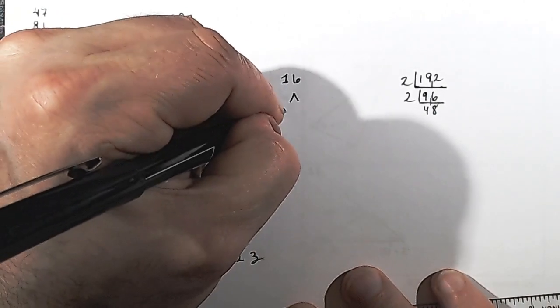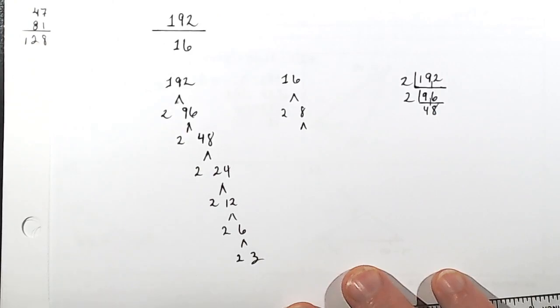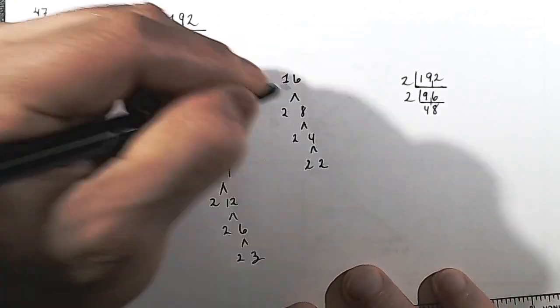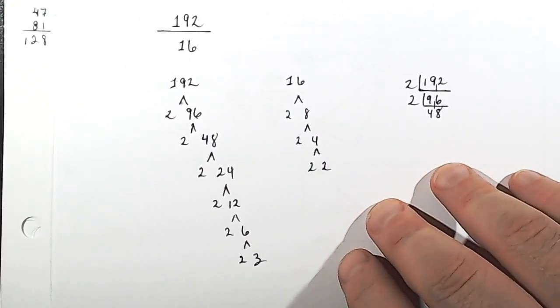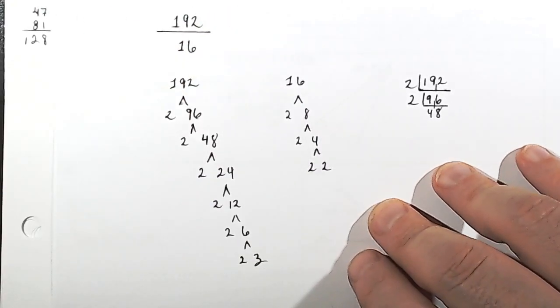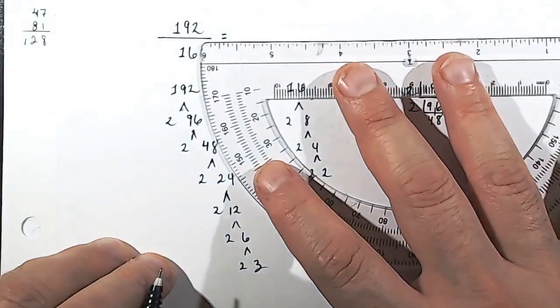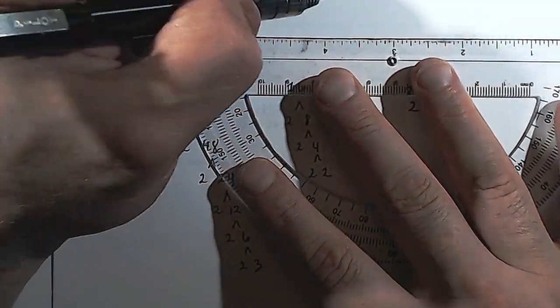Let's do 16. 2 times 8, break it down. 2 times 4, break it down. 2 times 2. Now what we're going to do is rewrite this fraction as a product of primes. Let me show you what I mean. This is cool. There's going to be a lot of cool cancellations in this.